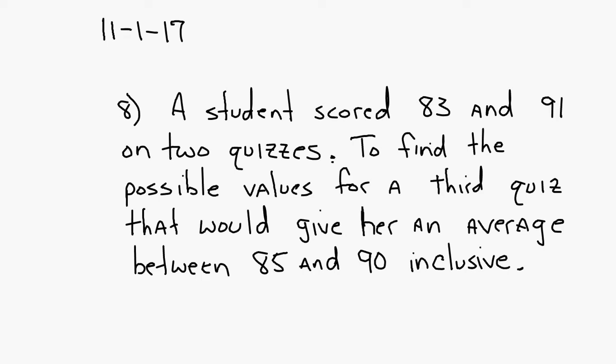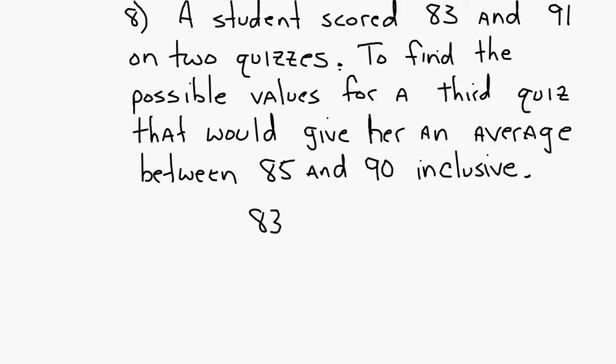All right, that means you're going to include 85 and you're going to include 90 in your solution. So here's how you set up a problem like this. She's got 2 quiz scores. She's got an 83, she's got a 91, and you're going to add a third score to that. So just call it X. Those 3 scores together, divided by 3, would give you an average score.